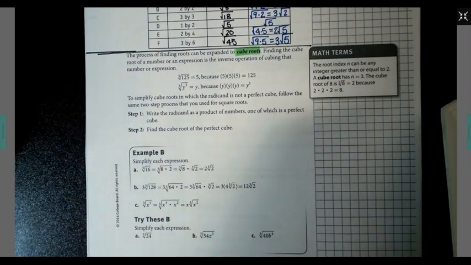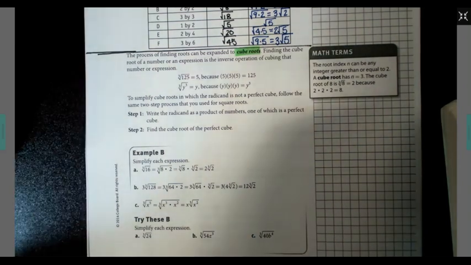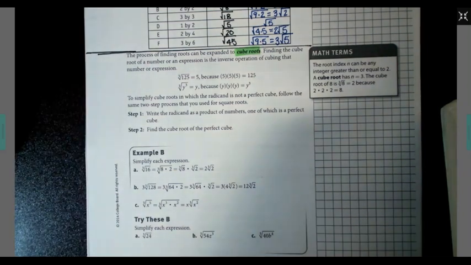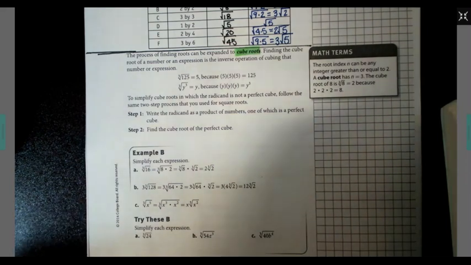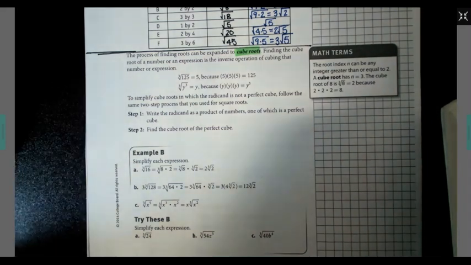The process of finding roots can be expanded to cube roots. Finding the cube root of a number or an expression is the inverse of cubing that number or expression. The cube root of 125 is 5 because 5 times 5 times 5 is 125. The cube root of y cubed is y because y times y times y is y cubed.